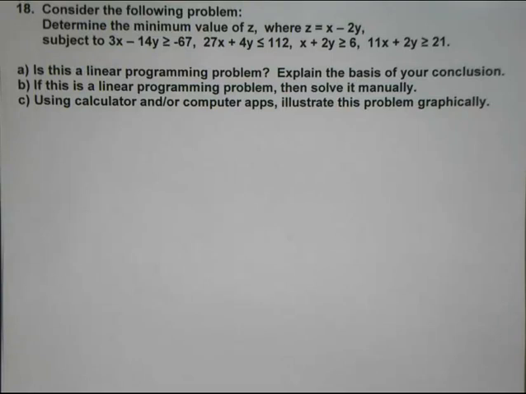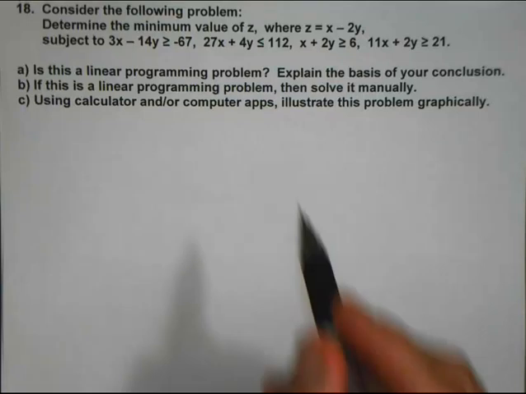Exercise 18. Consider the following problem. Determine the minimum value of z, where z equals x minus 2y, subject to 3x minus 14y greater than or equal to negative 67, 2x plus 4y less than or equal to 112, x plus 2y greater than or equal to 6, and 11x plus 2y greater than or equal to 21. Part A. Is this a linear programming problem? Explain the basis of your conclusion.